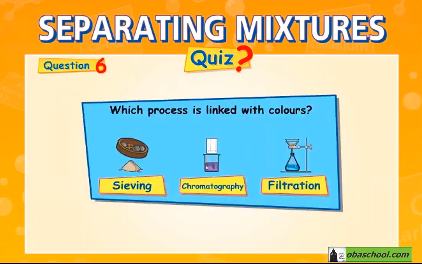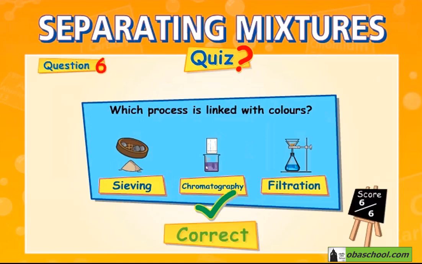Which process is linked with colors? Sieving, chromatography, or filtration? That is correct. What characterizes chromatography is that it can separate colored dyes.